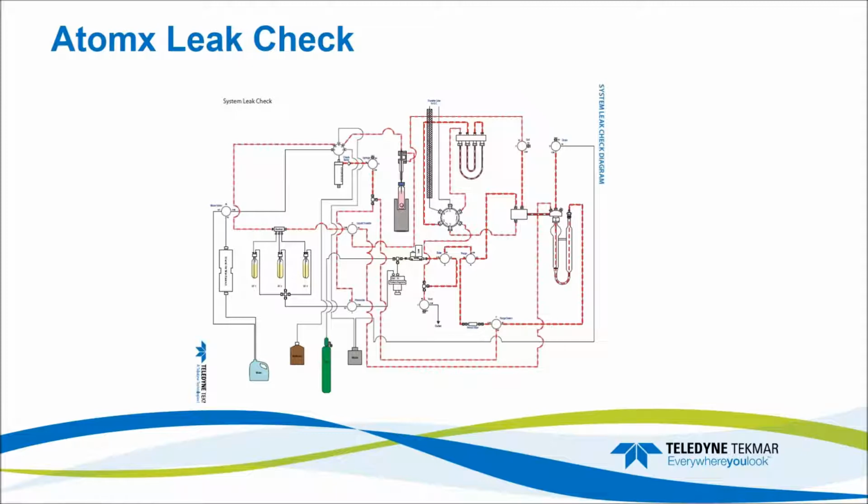Furthermore, if a leak is detected, the Atomx will then step down through 3 different sub-zones or sub-modes of the instrument to help you further hone in on where that leak is coming from. So it really simplifies that troubleshooting, really helps you dial in on where your leak is and get it repaired as quickly as possible so that you get back up and running as quickly as possible.